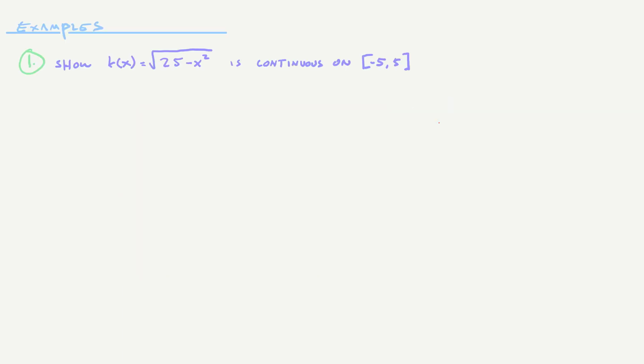All right, example number 1. We're going to show that k of x, which is equal to the square root of 25 minus x squared, is continuous on the closed interval -5 to 5. Now I'm going to show you how straightforward this kind of proof is.